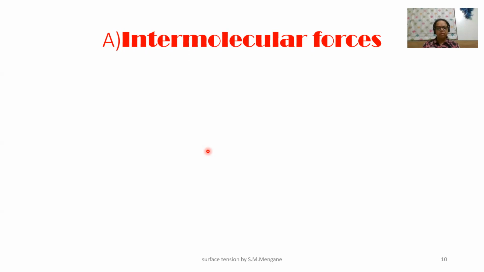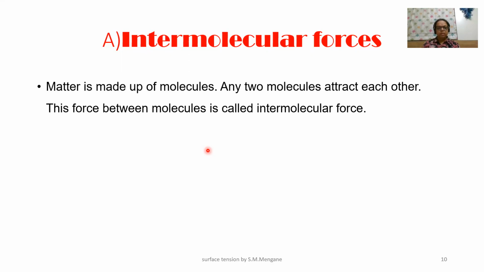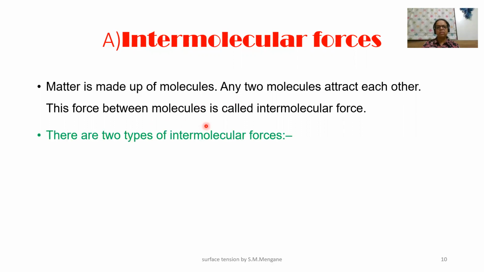Now we are going to the microscopic level. When we consider water in a container, it is not a single drop. It contains a number of water molecules, that is, molecules of H2O. Now, what is this intermolecular force? We know matter is made up of molecules. Any two molecules attract each other. The force between the molecules is called intermolecular force. There are two types of intermolecular forces. The first one is cohesive force and the second one is adhesive force.